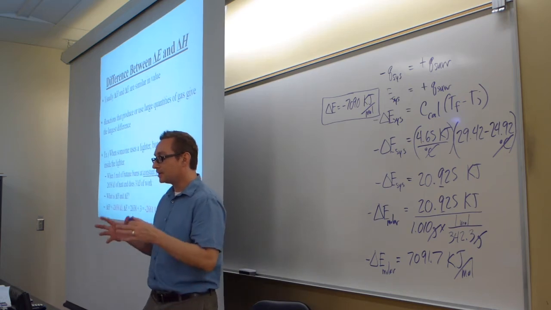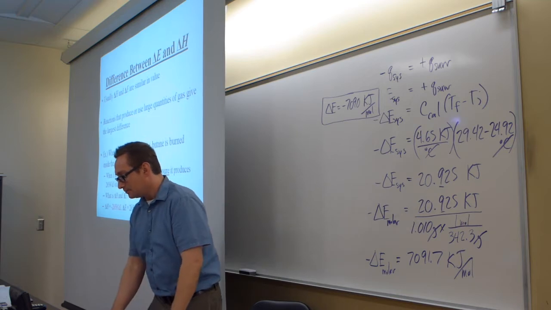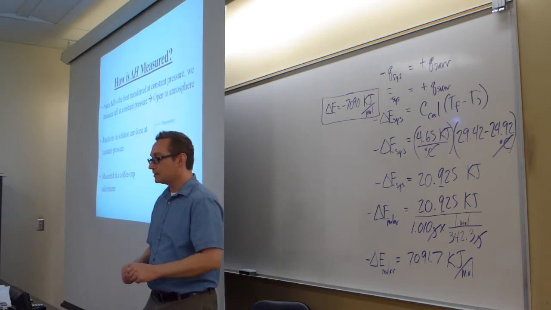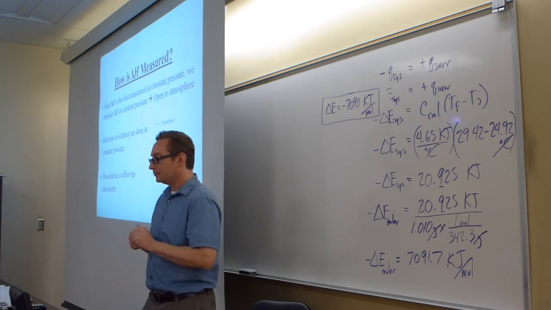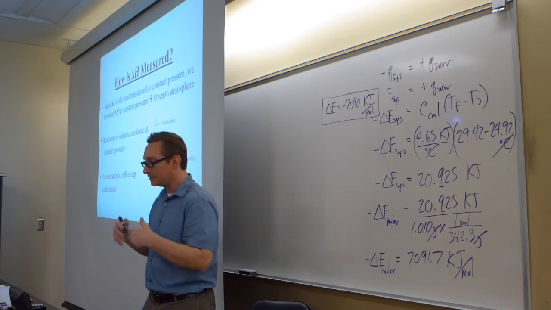So, bomb calorimeters, they measure delta E. They measure internal energy change, but we have something called a coffee cup calorimeter, which measures only enthalpy. We basically let the work escape. We only measure heat.